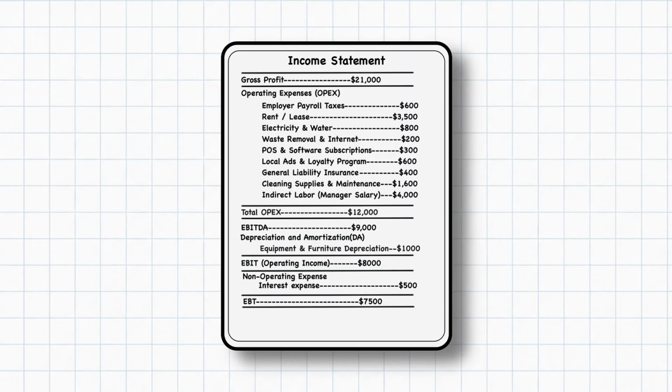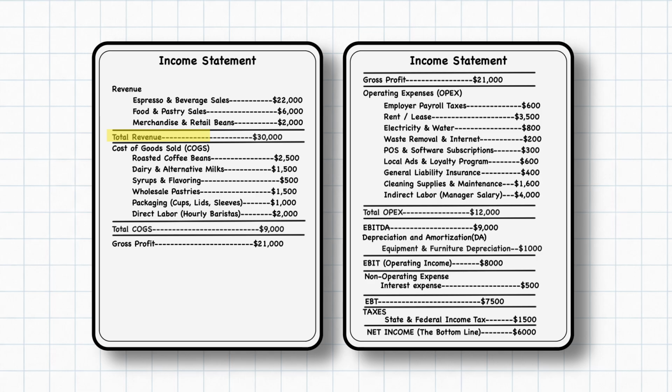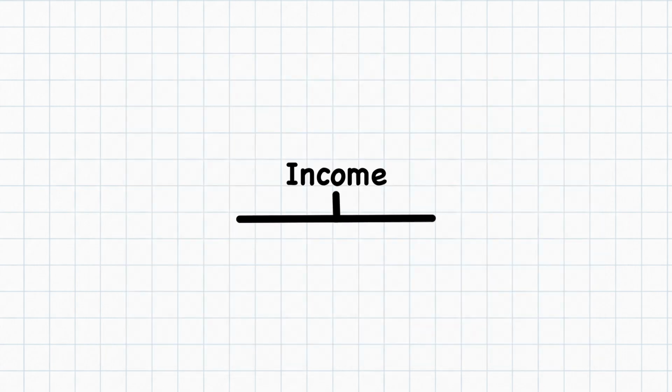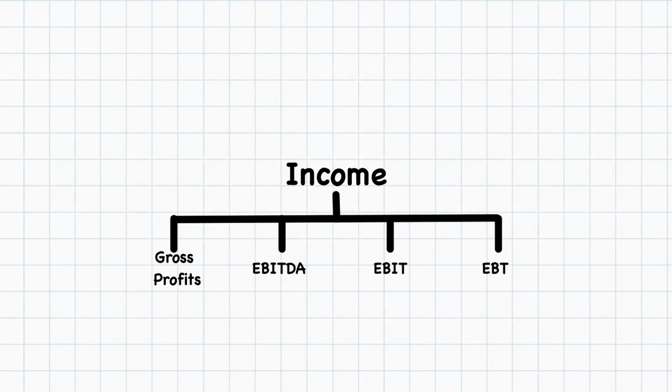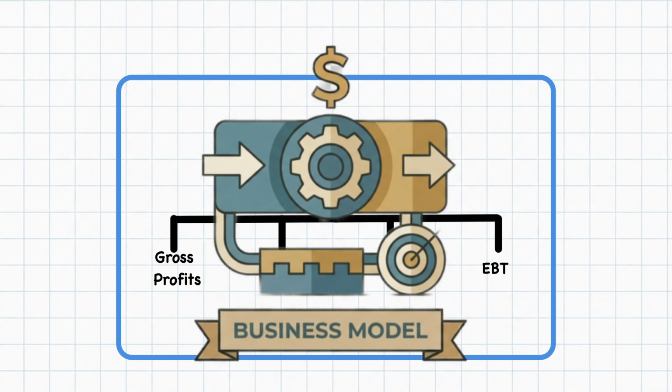We subtract that $1,500 in taxes from our $7,500 EBT, and we finally reach the bottom line, net income. Your final net income for the month is $6,000. You started the month with $30,000 at the top line, and you ended up with $6,000 at the bottom line that you can actually put in your pocket or reinvest into the business. That is a solid 20% net profit margin. By breaking down your income statement into checkpoints like gross profit, EBITDA, and EBIT, you don't just see what a company made, you see exactly how their business works.